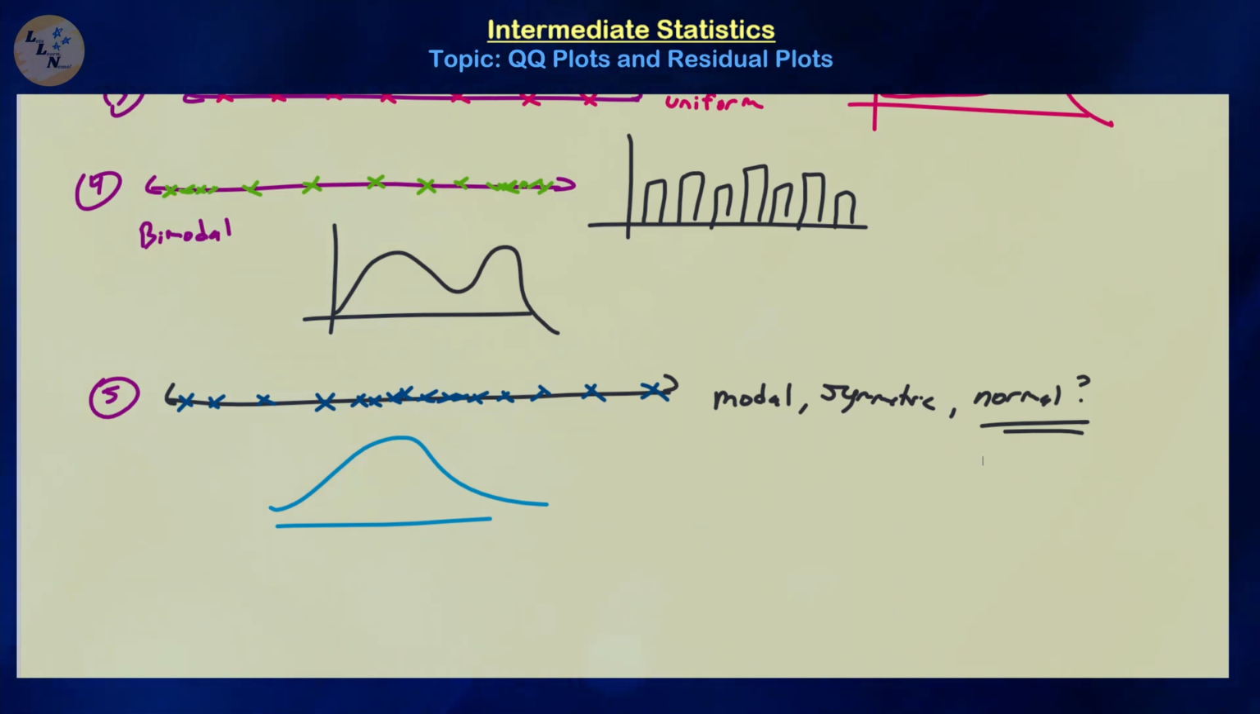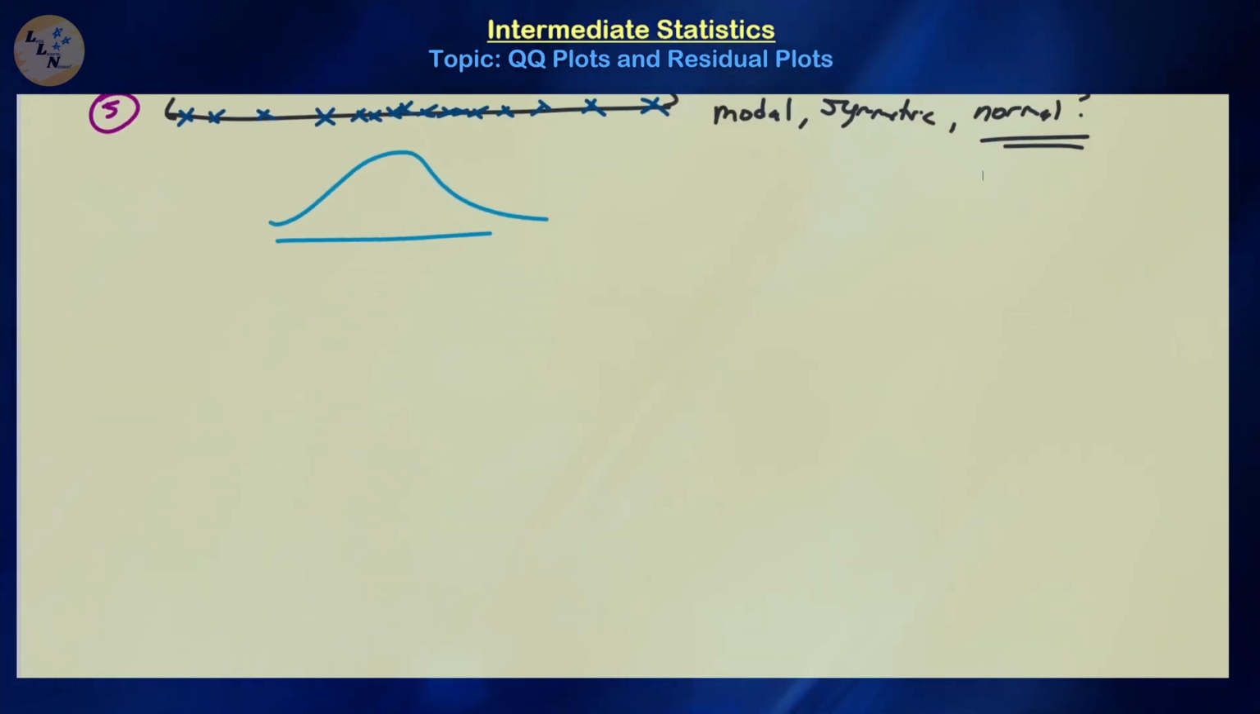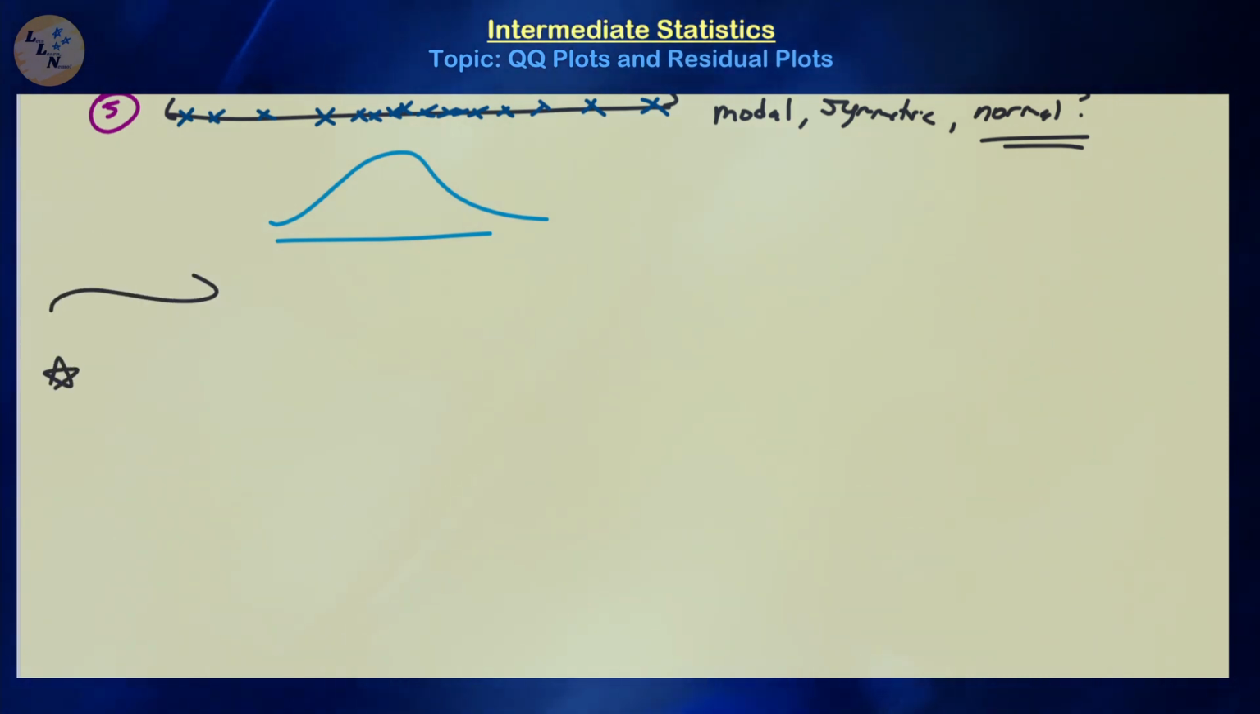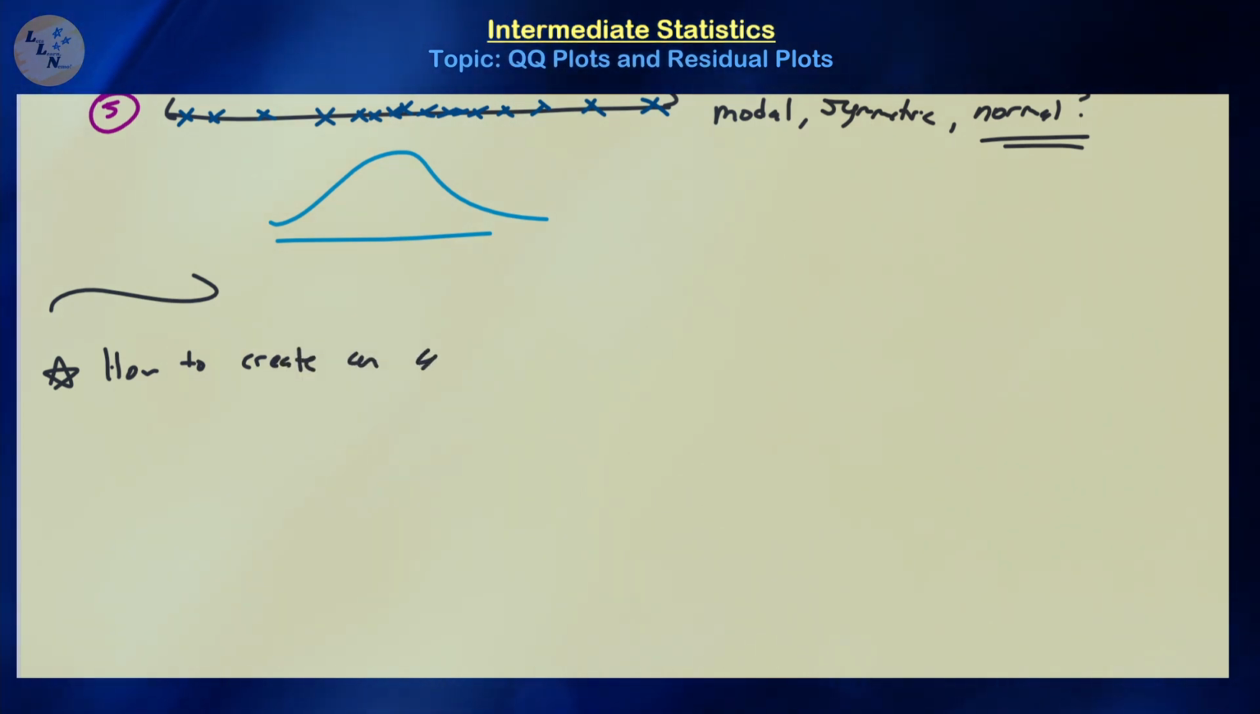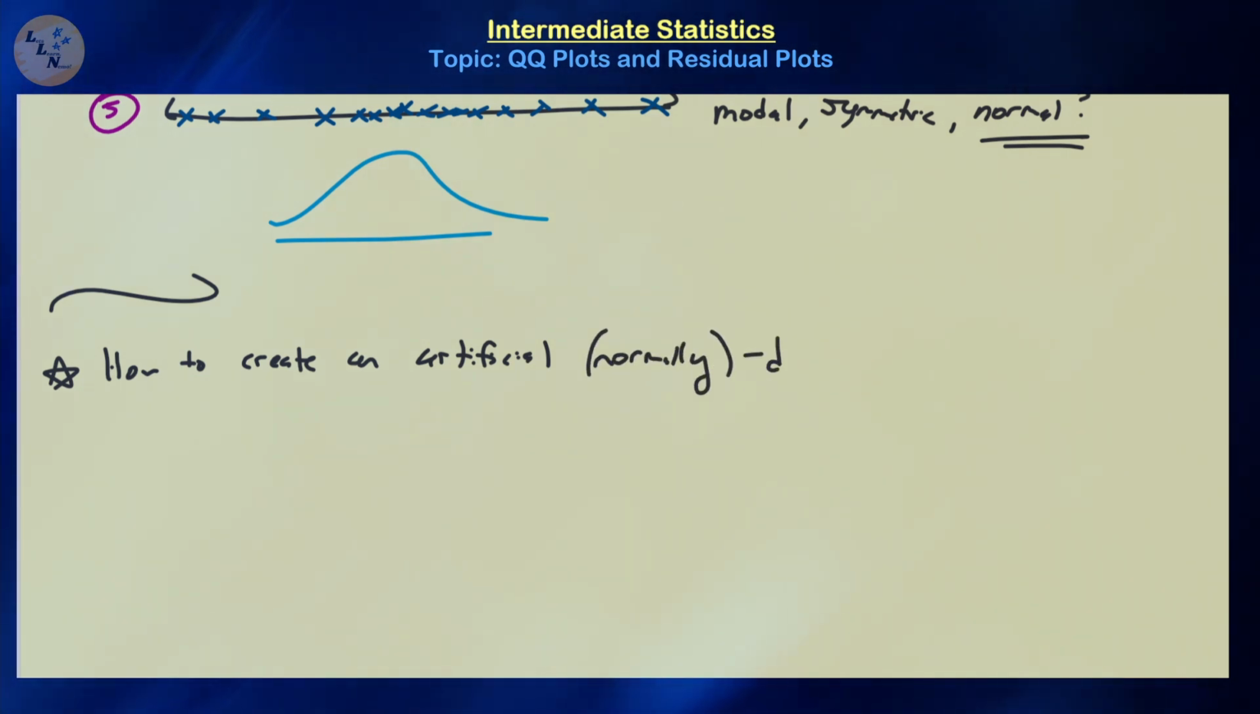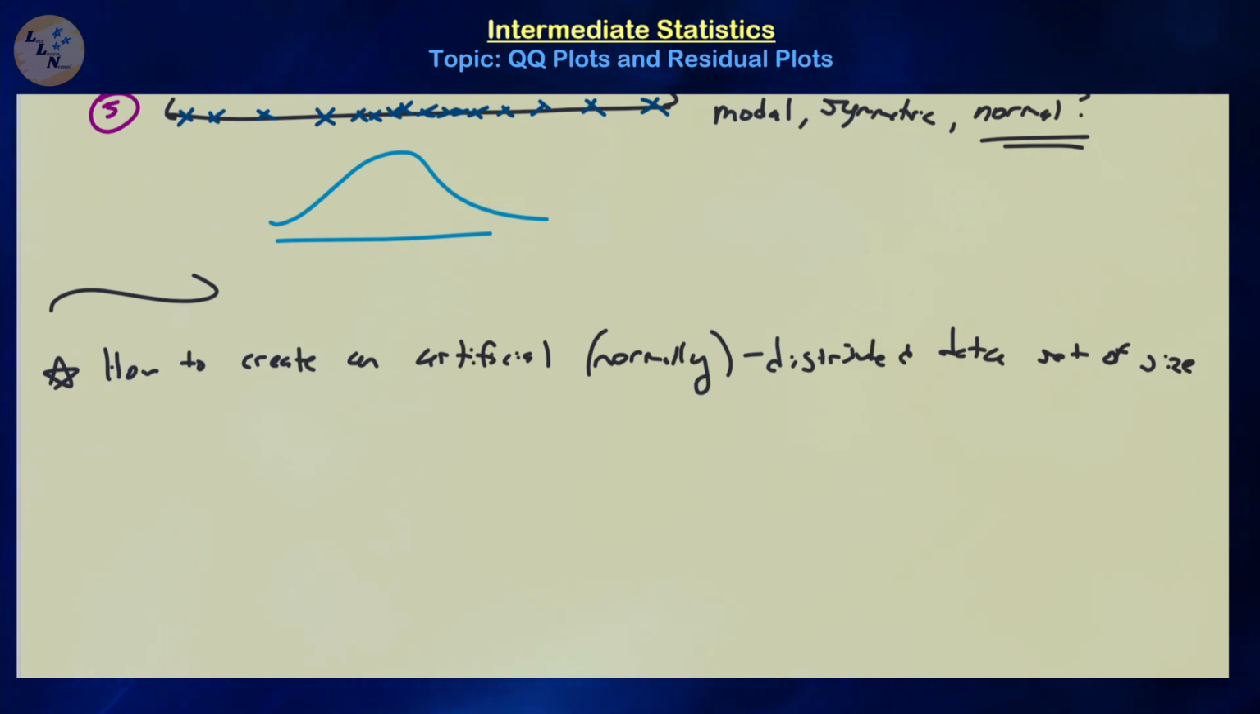So quantile-quantile plots or QQ plots are ways to sort of assess the distribution of a particular data set. And normal quantile-quantile plots are used to assess the normality of a sample. So the guiding question that we need to answer is how to create an artificial, normally distributed data set of, say, size m.